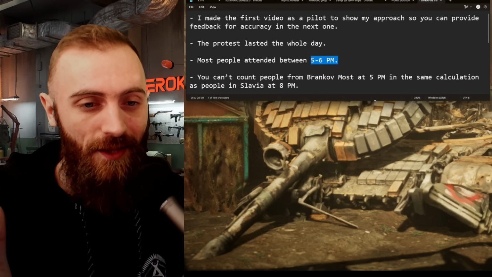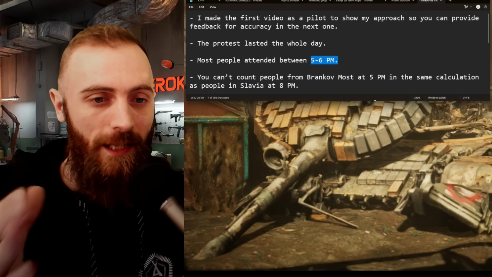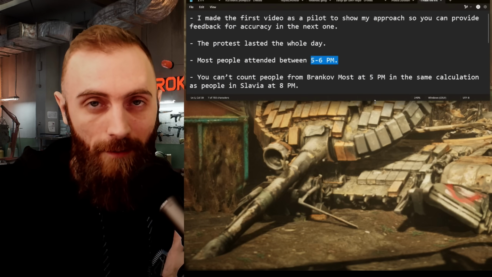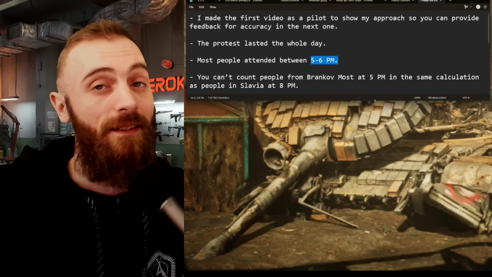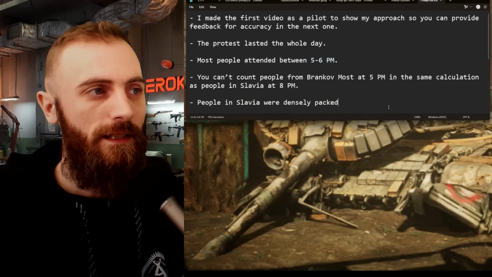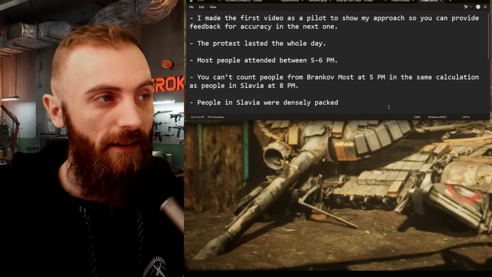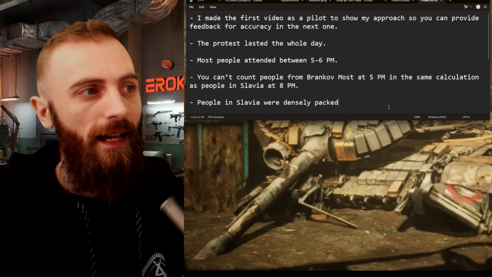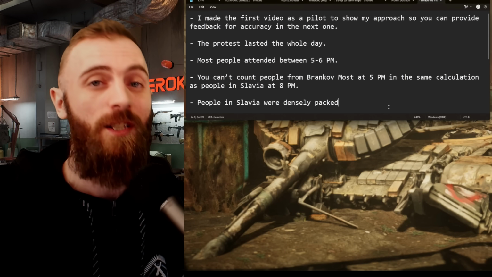Because it is not fair to calculate into the same number people that were on Brankov Most at 5 p.m. and also add people from Slavija that were there at 9 p.m. It's not fair. There are a lot of comments claiming that people in Slavija were densely packed, and by densely packed, I mean 6 people per square meter.